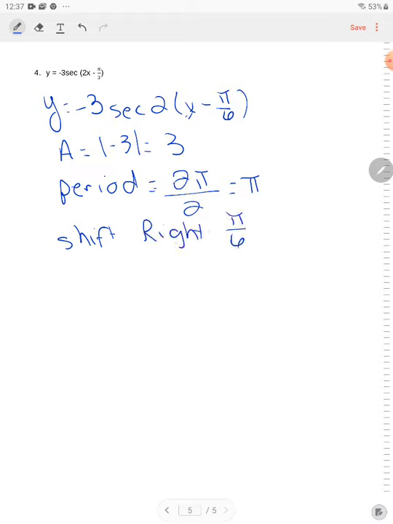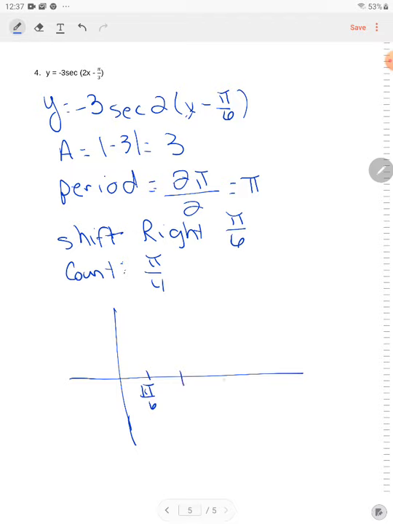Notice there's no up or down shift. And our count is going to be pi over 4. So what does that look like? So when I go to graph this, I'm going to shift to the right. This is pi over 6. And I'm going to add pi over 4 to get these next 4 x values. So if I do 1/6 plus 1/4, and then we'll add a pi, we get 5 pi over 12. And this is just pi here.